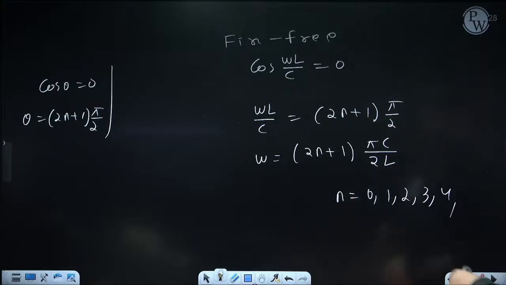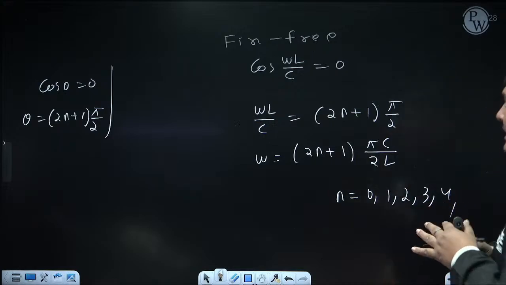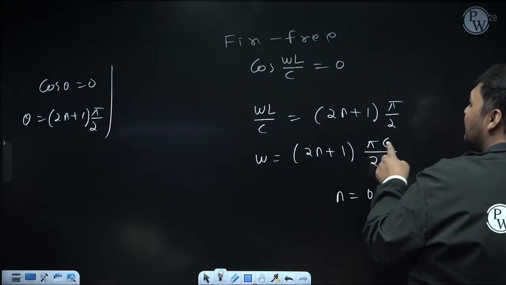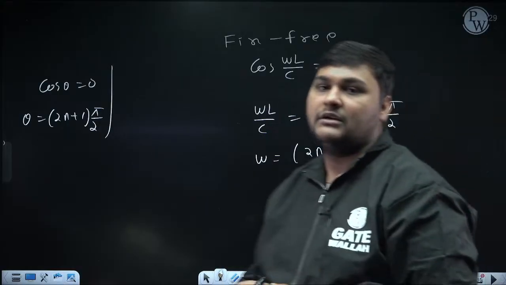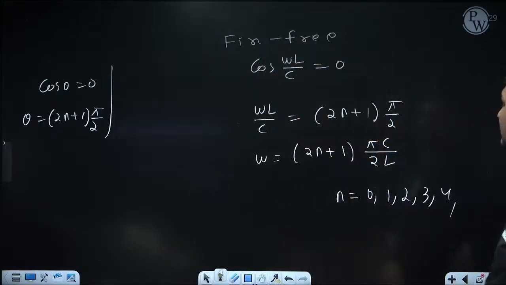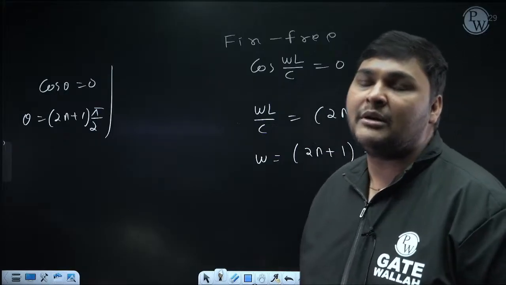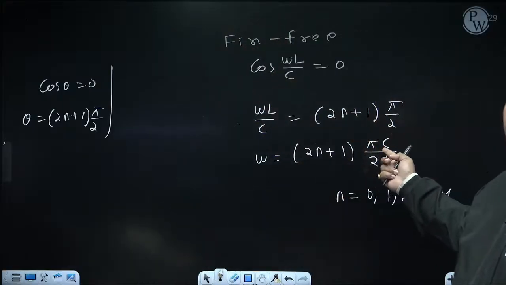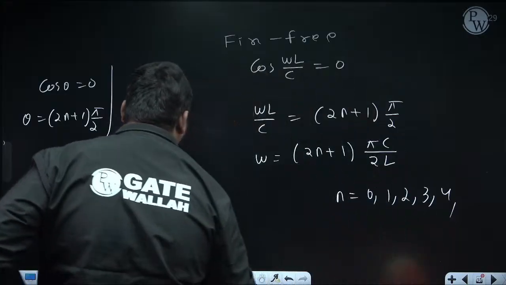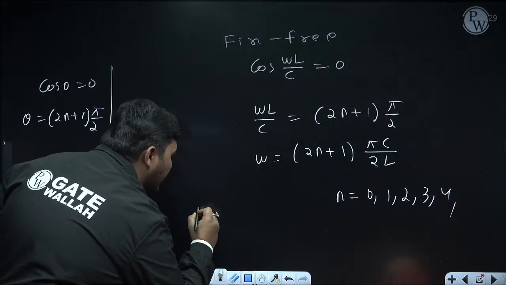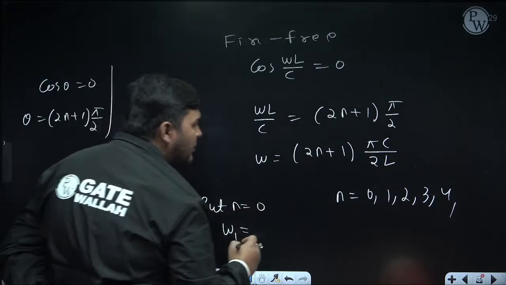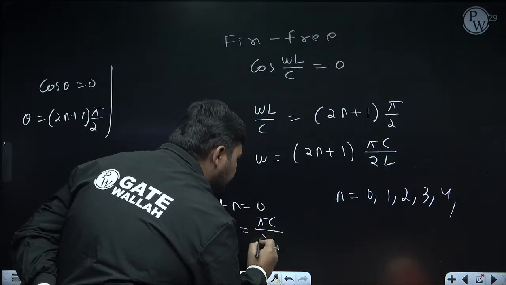Why, sir? Why n starts from 0? Zero frequency is not possible, but here if you put n equal to 0, it is not coming 0. You can check, if you put n equal to 0, it is coming πc/2L. Yes. So that's why n starts from 0. Now here, if you calculate the frequency of the fundamental mode, the fundamental mode means the first non-zero frequency. So here if I put n equal to 0, I am getting a non-zero value. So the frequency of the fundamental mode I will get by putting n equal to 0. The first frequency of the fundamental mode will come πc/2L.